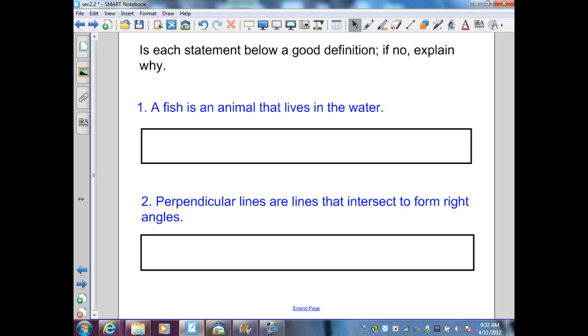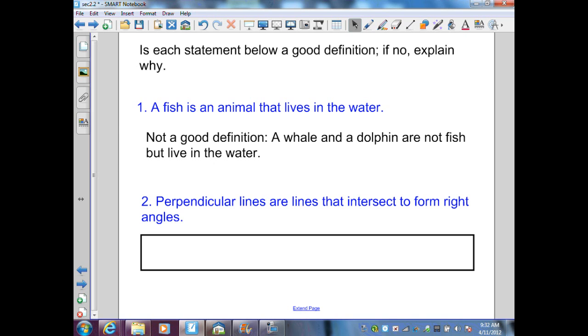Number one, a fish is an animal that lives in water. Here, this is not a good definition. A whale and a dolphin are classified as mammals. They live in the water but are not fish. Therefore, this is not a good definition.